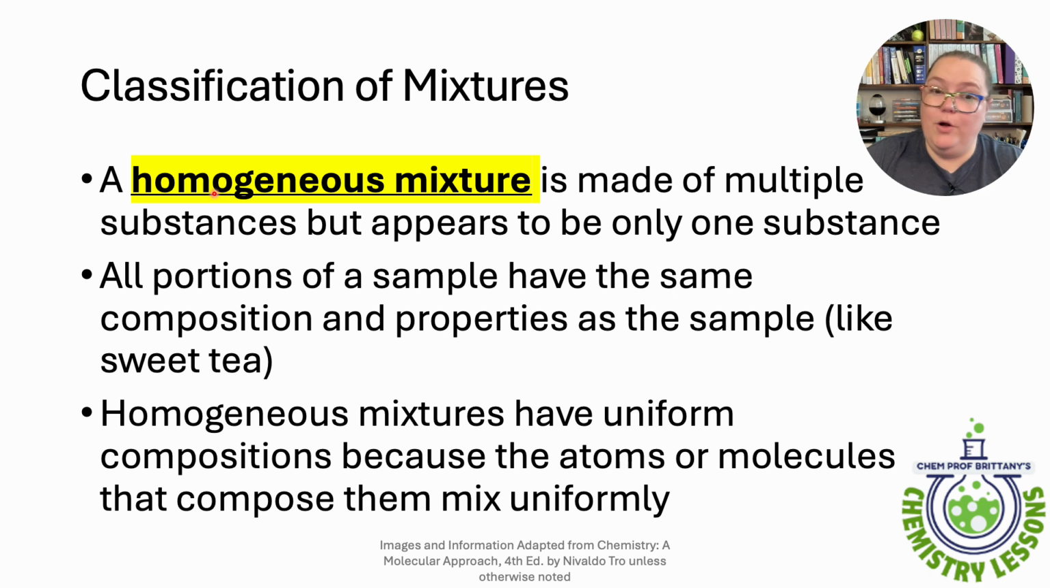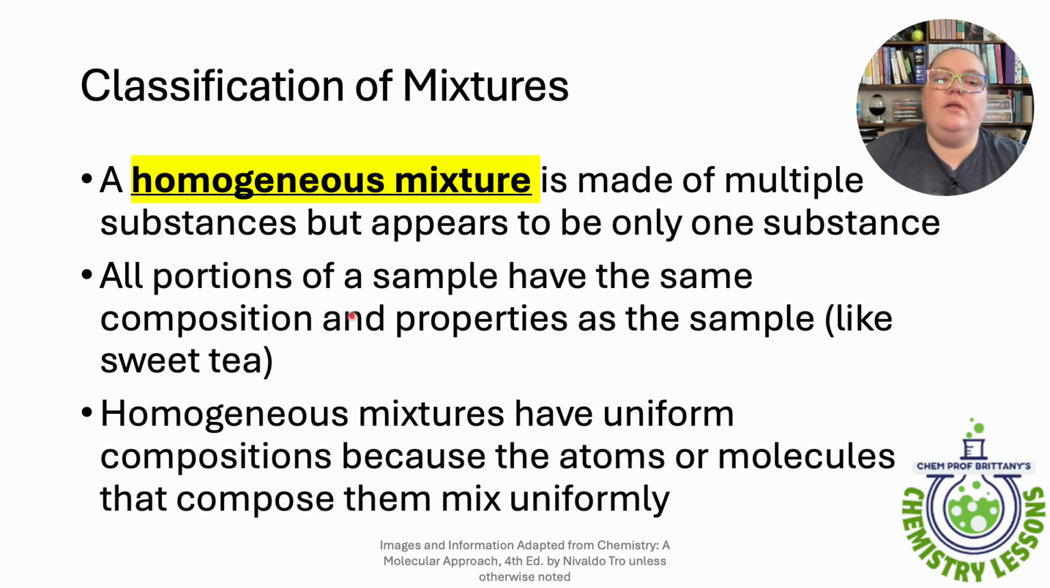Homogeneous mixtures, remember homo meaning same, is made up of multiple substances, but it appears to all be the same. All portions of a sample have the same composition and properties as the sample, so like sweet tea, right? If you've ever made sweet tea, we know that there's the stuff that makes it tea, the stuff that makes it liquid, so water, and then the stuff that makes it sweet, sugar. We know all that's in there. But when I'm looking at a cup of sweet tea, I can't see those things. I see brown liquid, right?